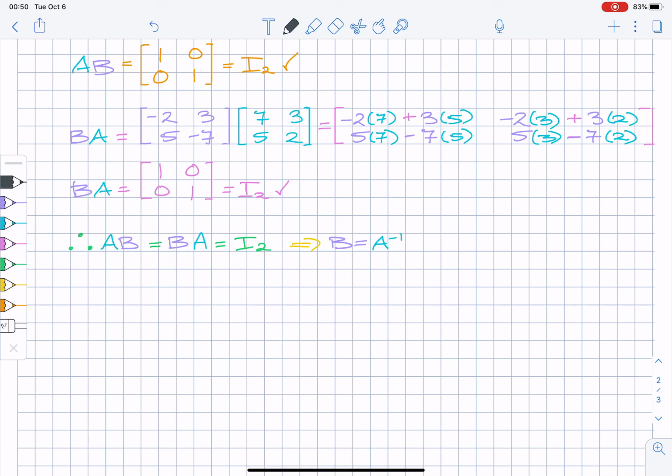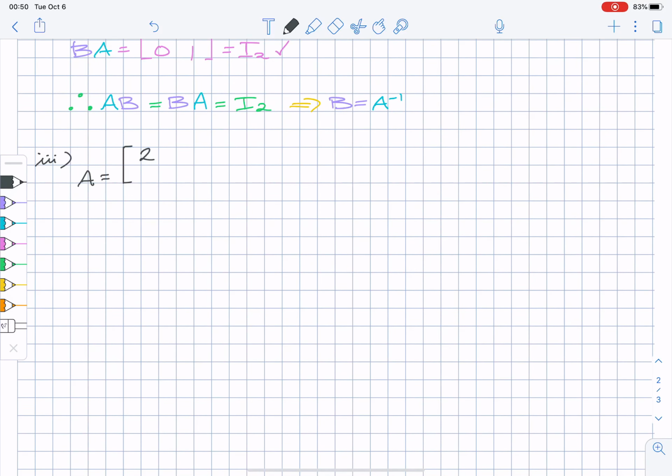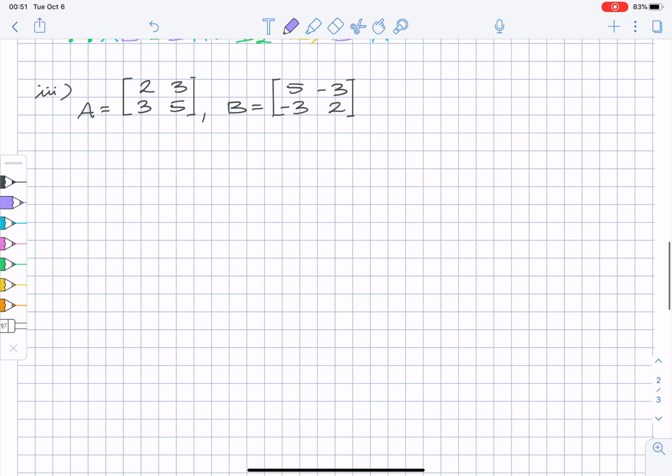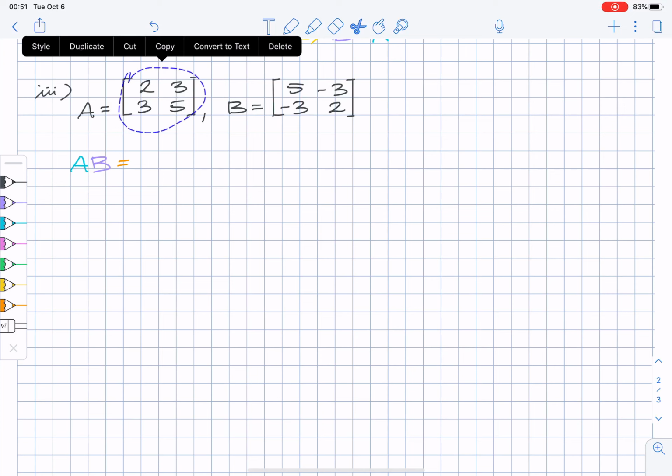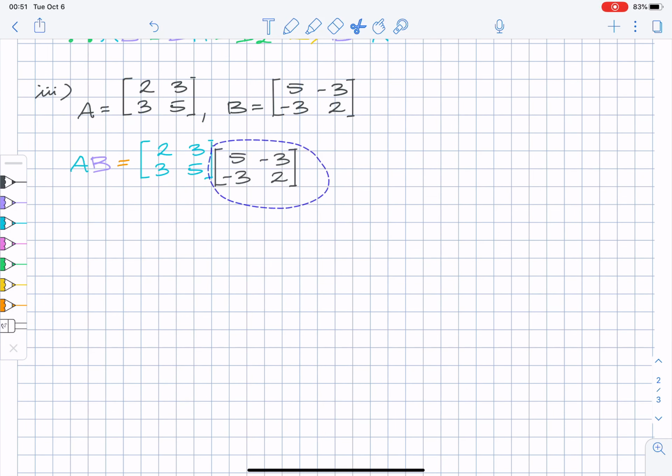Okay, let's do one more, number 3. So let's say we have that A is equal to, I think I might need to move this down just one line. It seems a bit cramped here. Here we go. So let's have A be 2, 3, 3, 5. And let's have B be 5, negative 3, negative 3, 2. Okay. So once again, we'll do A times B will be A, change this to blue, times B, change this to purple.